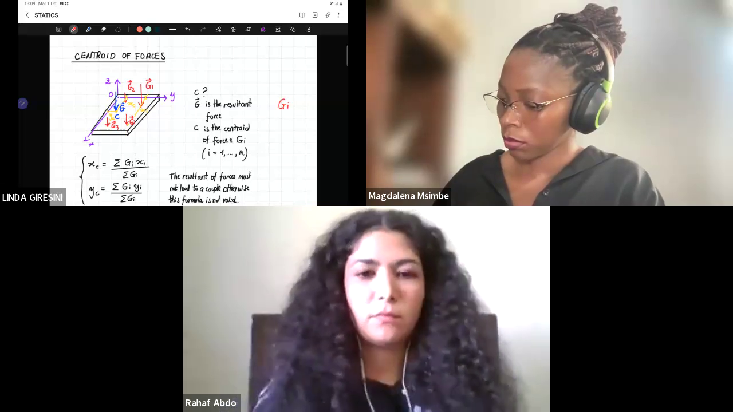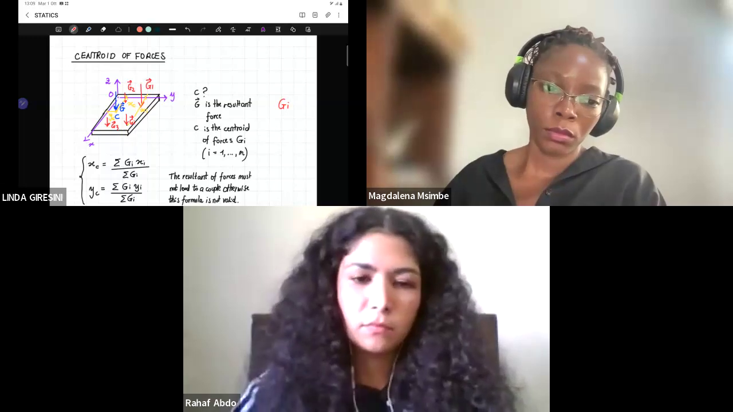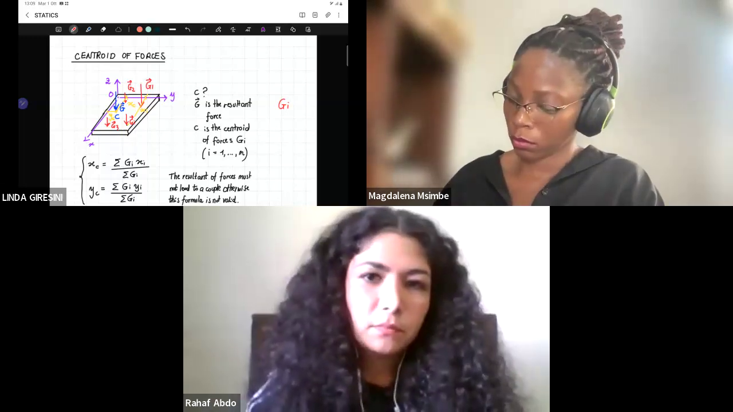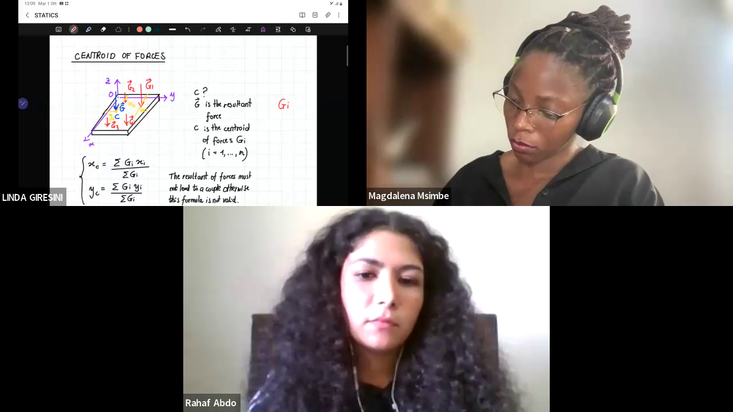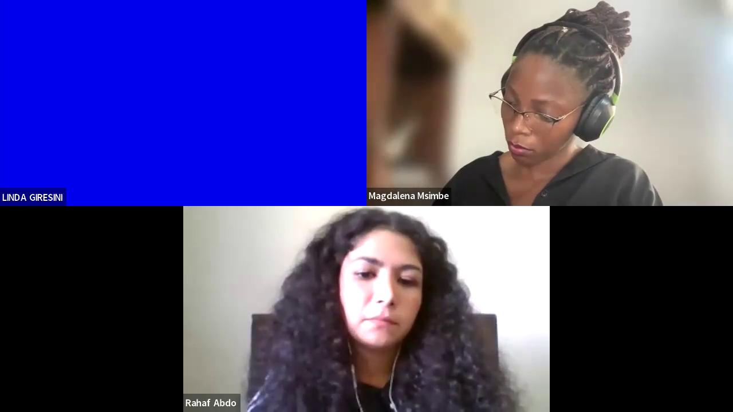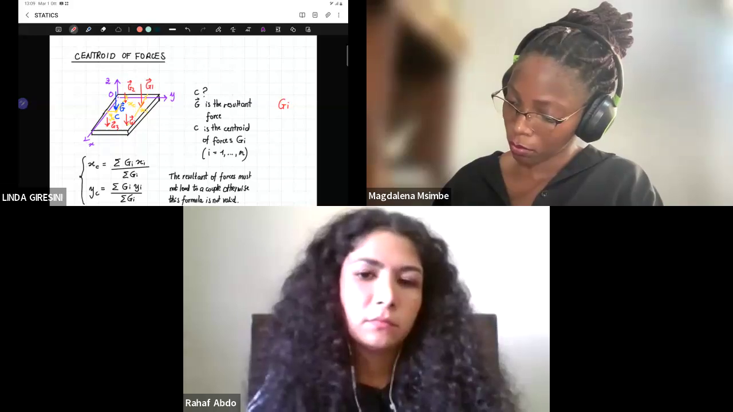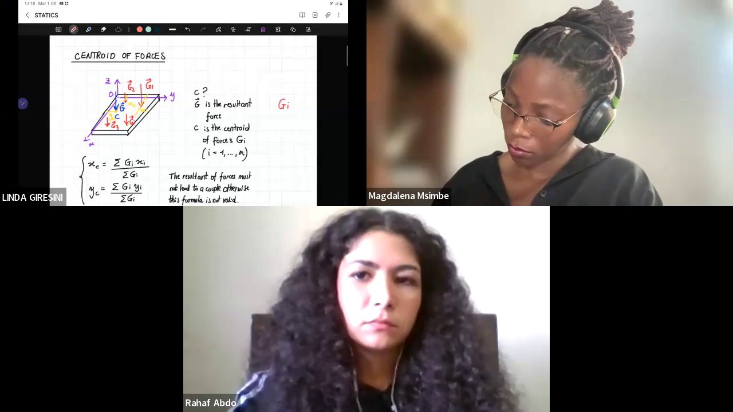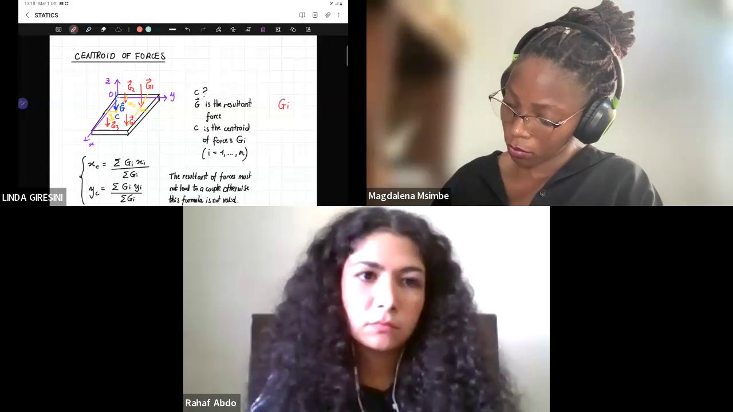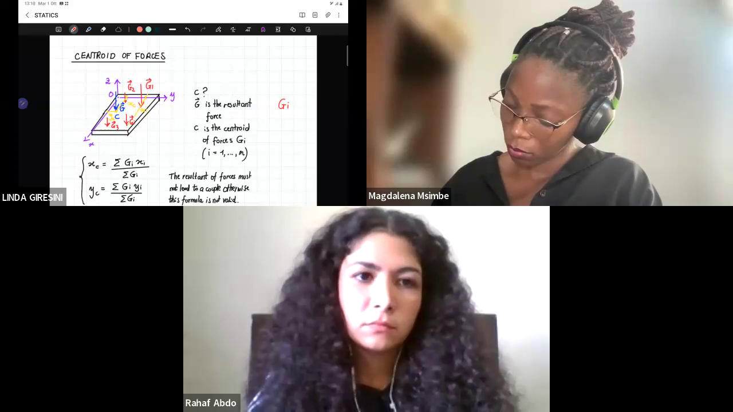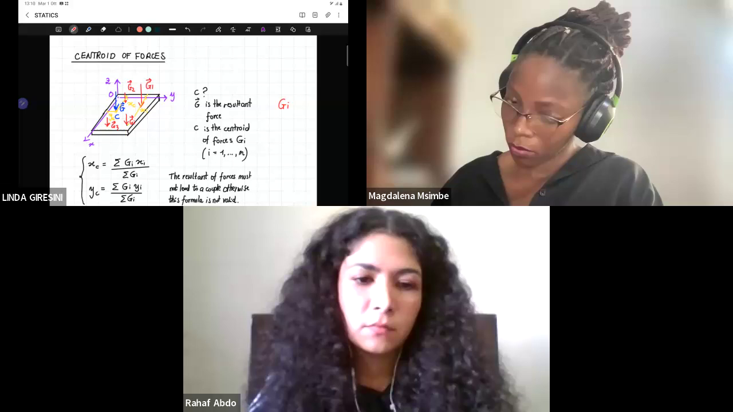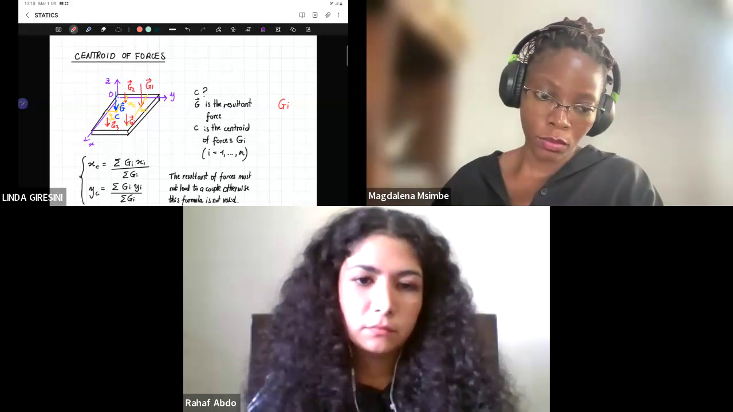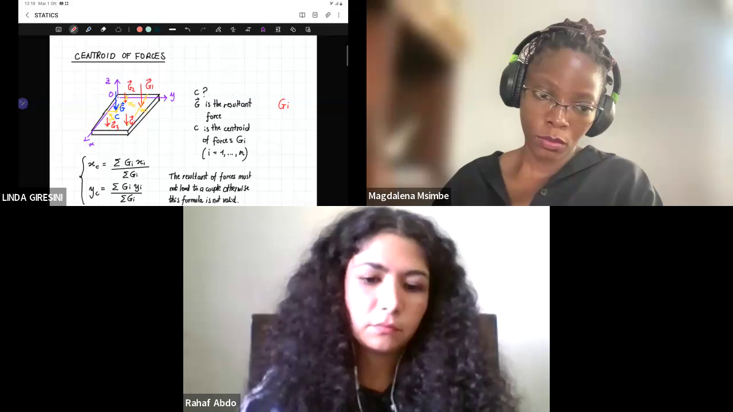So first of all, the resultant force, G, the force which is the resultant of all the forces, and the centroid, which is the point in which we can apply the resultant force without changing the effect of all the forces applied to the system. So basically, we can substitute all these Gi forces with one single force, which is the resultant force, applied on a specific point, which is called centroid.